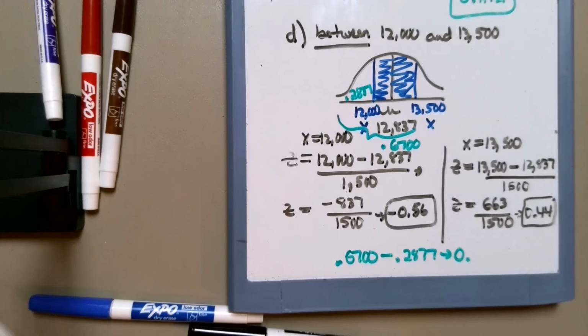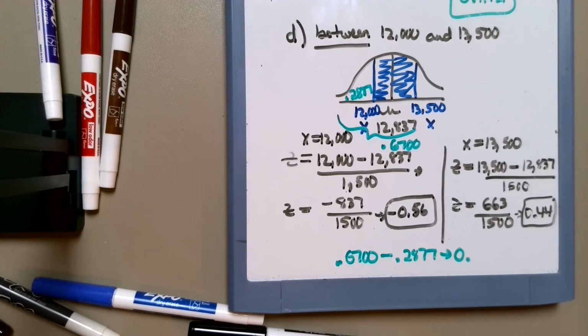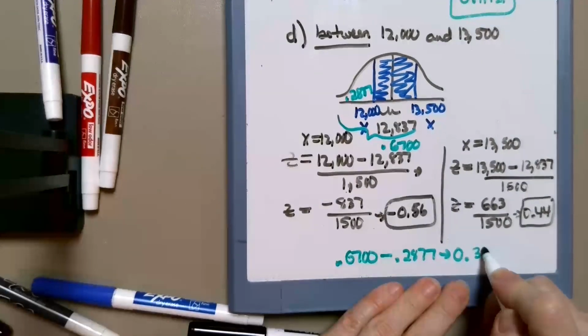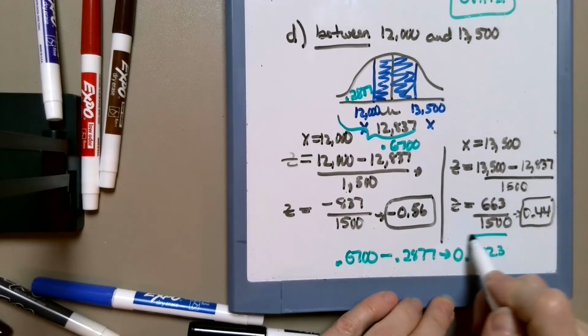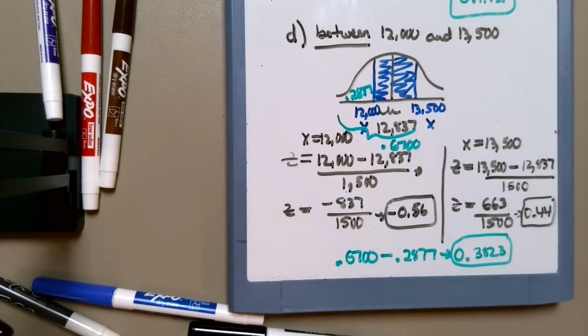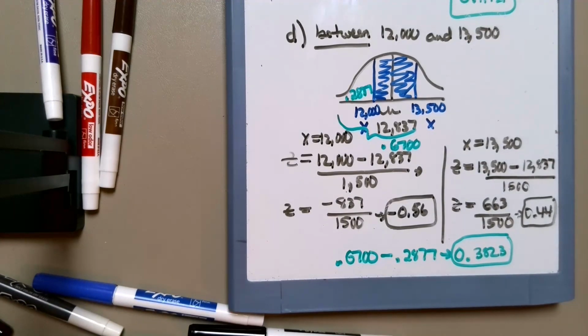Let me go to my calculator. 0.6700 minus 0.2877 gives me an answer of 0.3823. So that is the probability that a randomly selected student would be making between $12,000 and $13,500 of those PhD students from a normally distributed population.